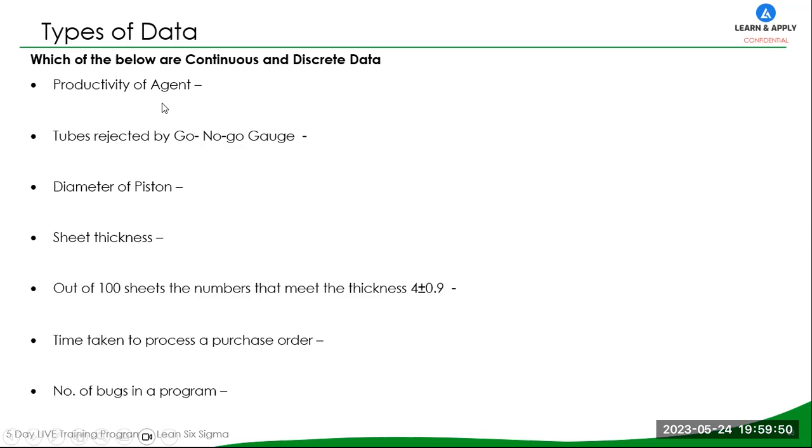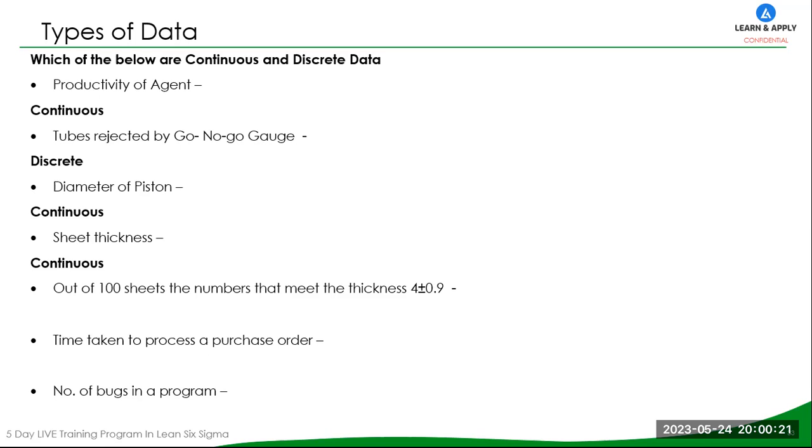Productivity of agent. If we are measuring in terms of percentage, that's continuous data. Productivity is always in terms of percentage, right? Tubes rejected by go, no-go gauge. It's discrete data because it will be in numbers only. Absolutely. Diameter of piston. Again, continuous. Sheet thickness. Again, continuous, because it can be expressed in any fraction. It's a thickness, right? So it's continuous.